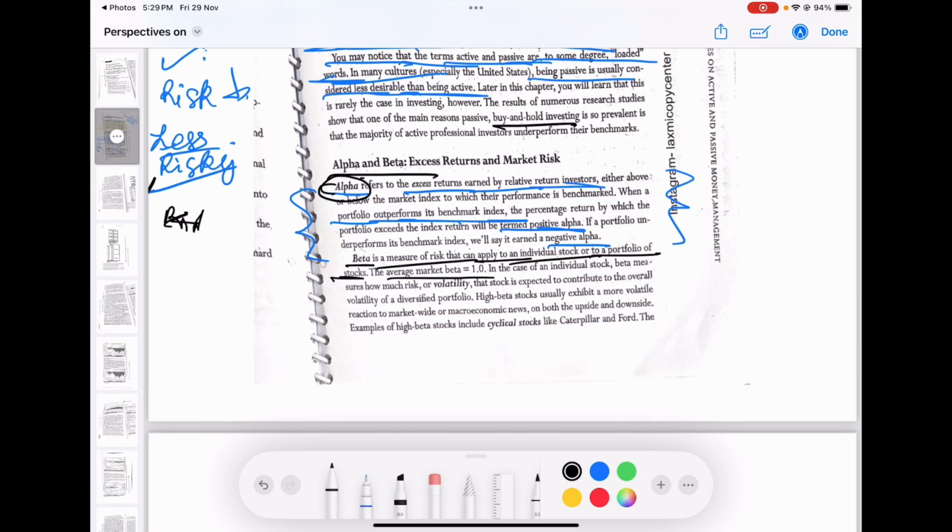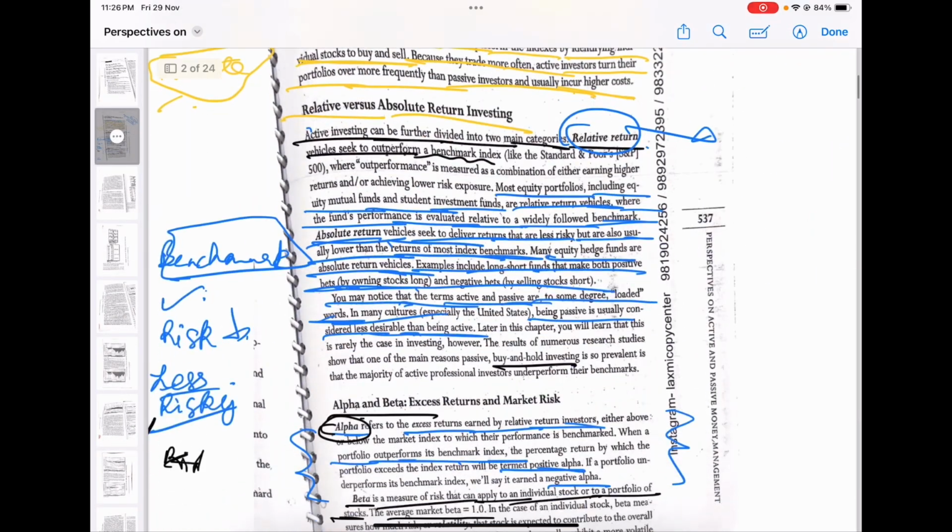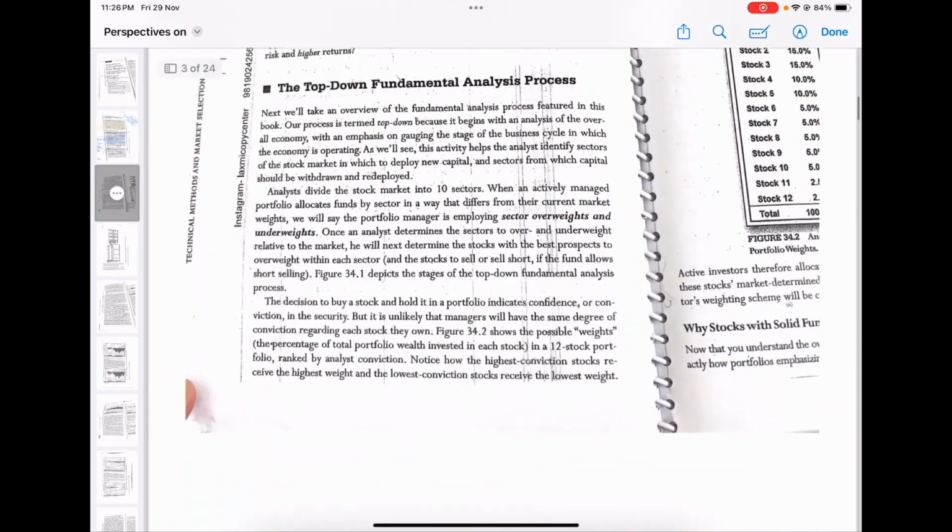So I hope you understood what alpha is. Alpha is the relative return compared to the benchmark index, and beta basically talks about the volatility. Moving on, so we've done what alpha and beta are.